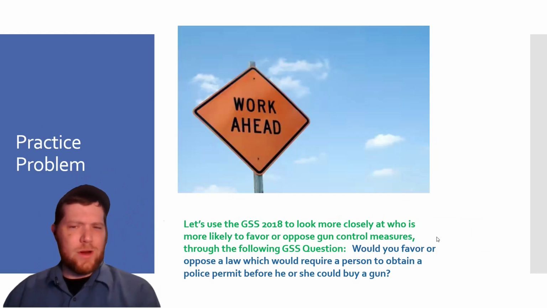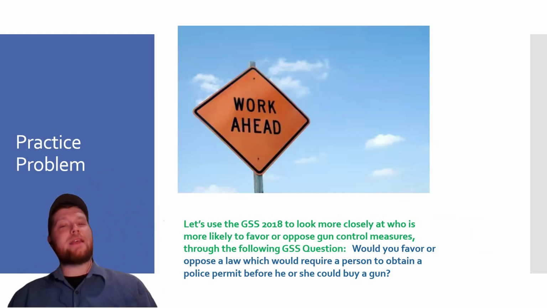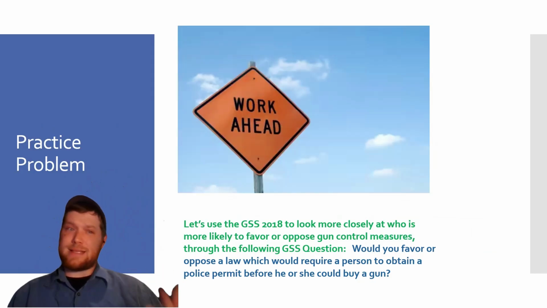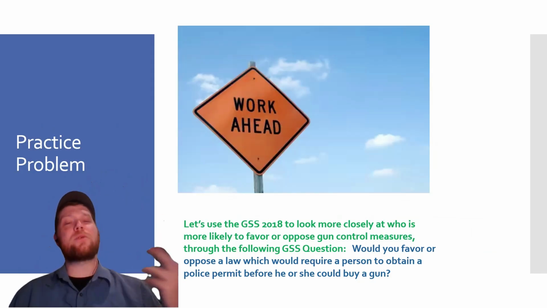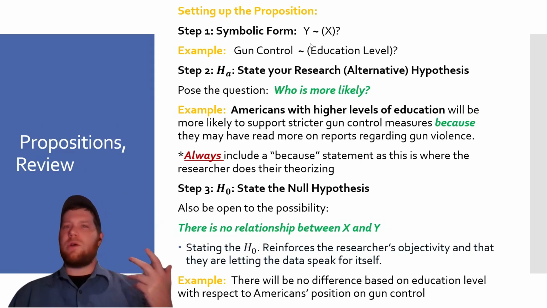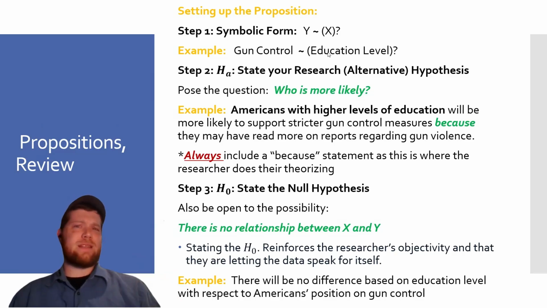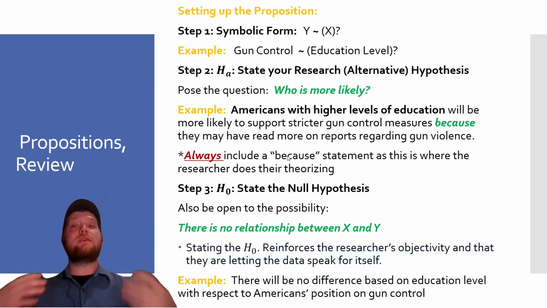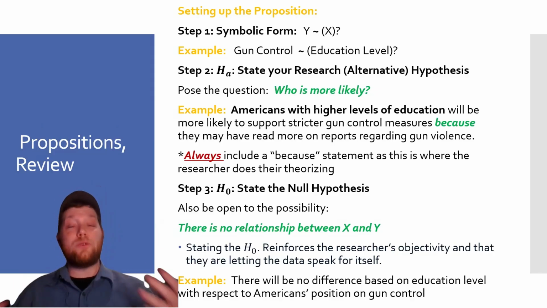So let's do some work ahead, just like before. We're going to use that 2018 data set with gun control, comparing it to degree level, that we did in the rules of writing in the last lecture, and enhance it and make sure we're good to go. We have our symbolic form, gun control related to education level, and the alternative hypothesis: we think these things are related. Why? You want to have a because statement. You don't have to say "because" exactly, but you need to be able to explain why you think those two things might be associated with each other.